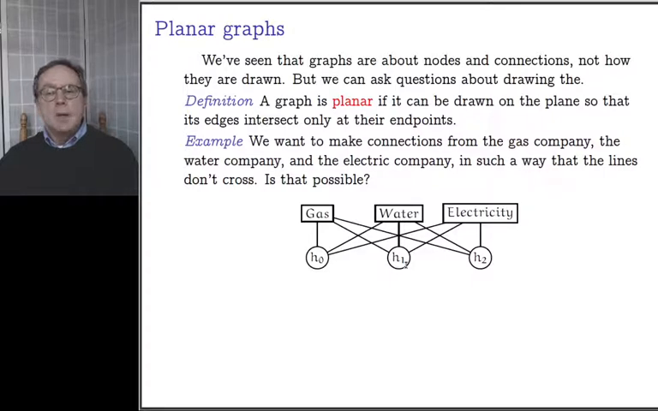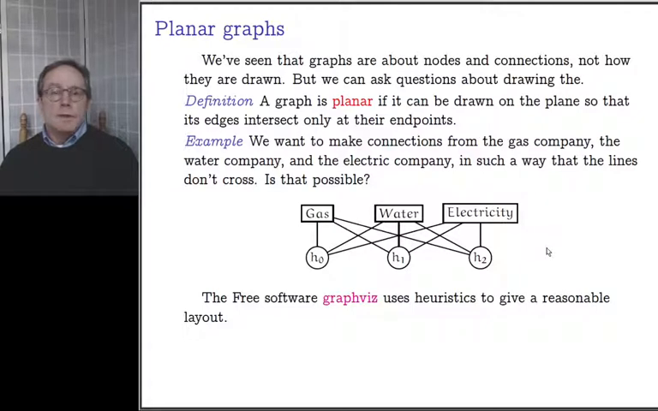Just try it. Take out a pencil and try to draw a gas, water, and electricity company, and then draw a house near house 1 and house 2. And you start drawing, and you get to some point where house 1 is entirely surrounded by edges. And in order to get from the electricity company to house 1, you've got to go through that entire surrounding of edges. Okay, so a graph is planar if it can be drawn on the plane so that its edges don't cross, or intersect only at their endpoints. But that's not possible for this graph.